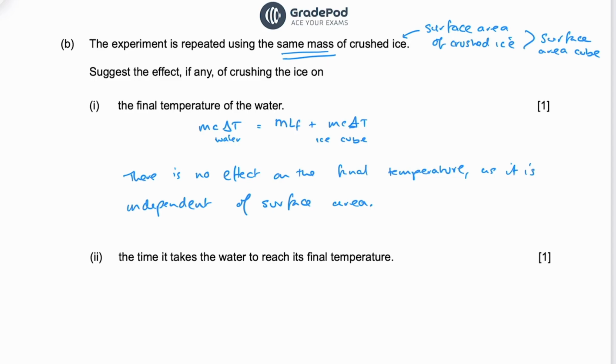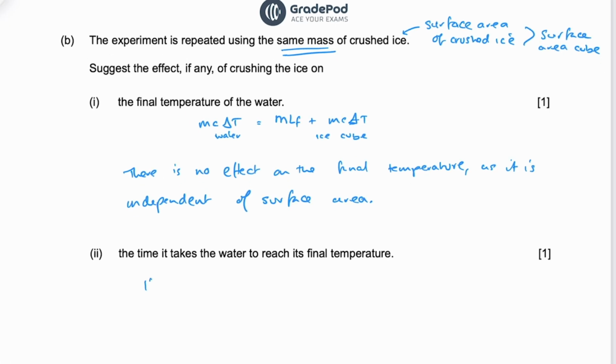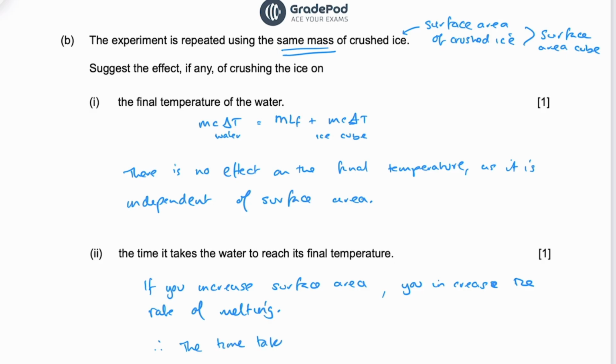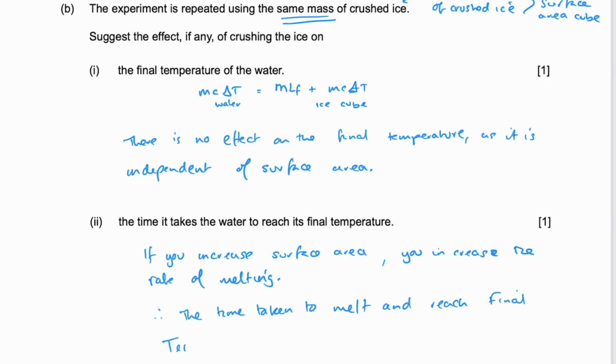B2, the time it takes to reach the final temperature. Okay, well, if you increase the surface area, you increase the rate of melting. If you increase the rate of melting, then you decrease the time it takes. So therefore, the time taken to melt and reach final temperature will decrease.